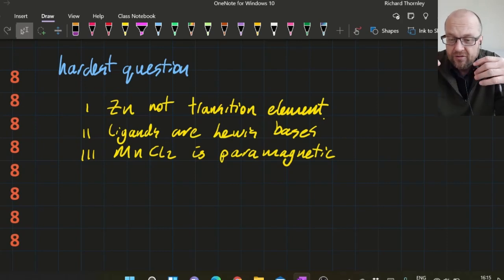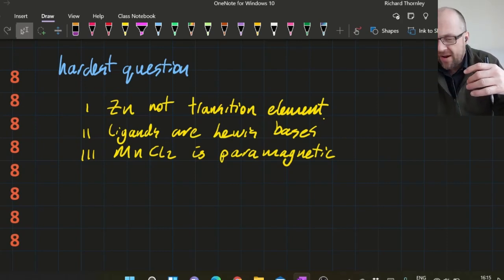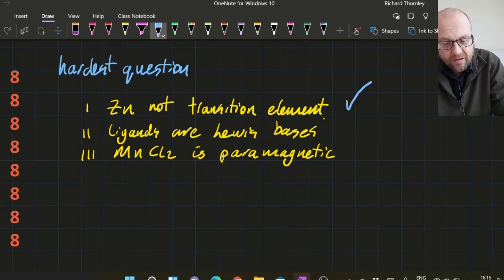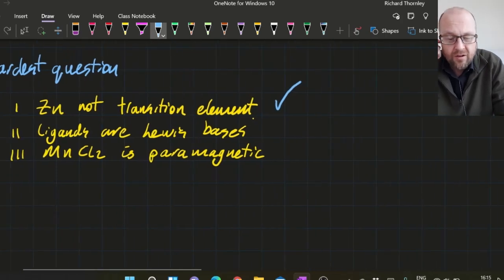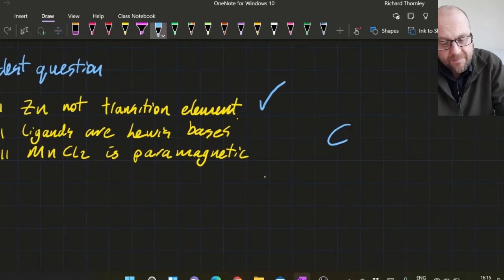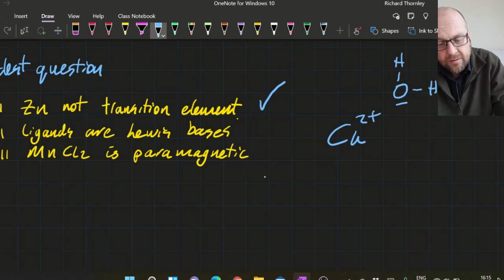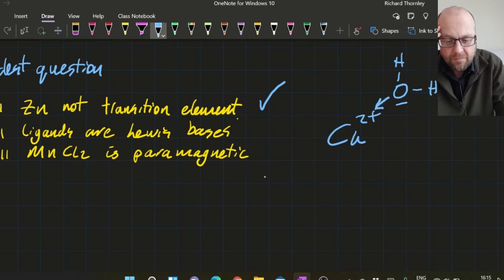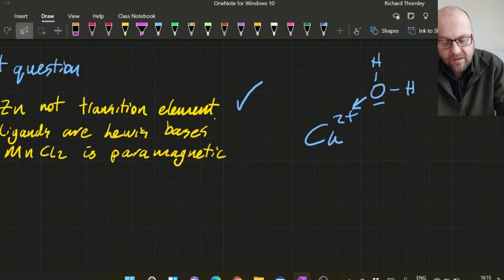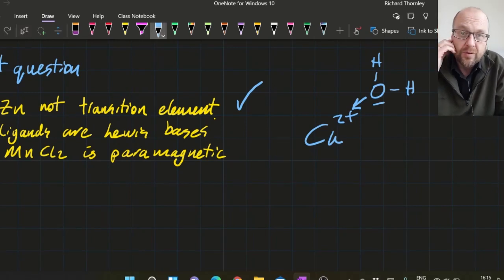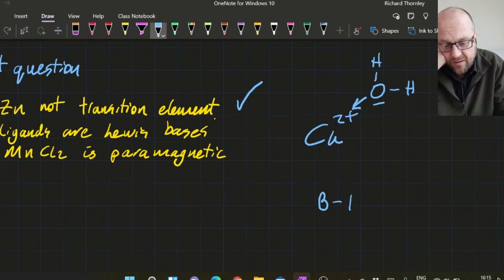Who knows? So which of these is correct? Zinc is not a transition metal. That is correct. Is that enough? No. It just tells me 8. Okay. Ligands are Lewis bases. I have to think about that. So a ligand, I've got my water, and it ligands on like that, doesn't it? Dative covalent bond. All right then. So I can't remember the difference between a Lewis acid and a Lewis base.